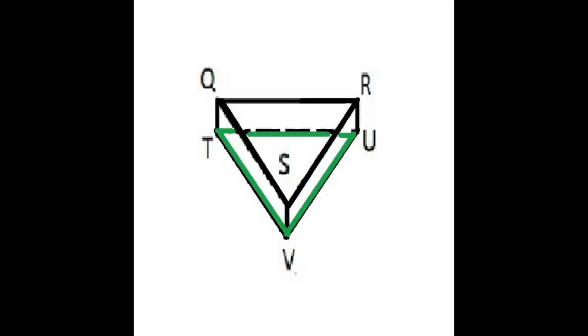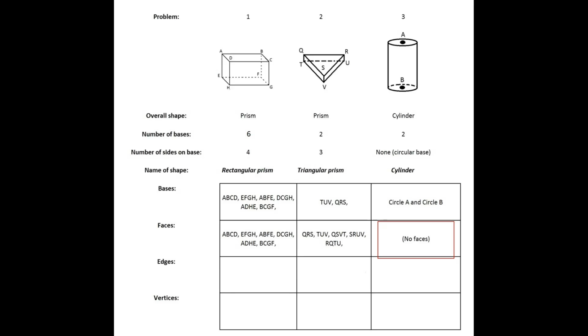QRS, then here's TUV. Here's QSVT, that's one of the sides. Here's SRUV, another side. And QRUT, and you'll probably never look at a slice of pie the same way again. All right, so we come back. Here's a cylinder. There are no faces on this shape. No faces, just 2 bases, no faces.